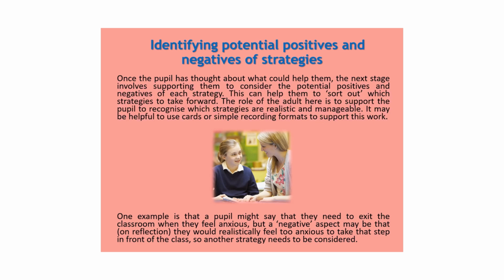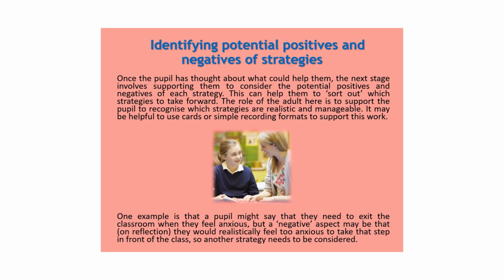Identifying potential positives and negatives of strategies. Once the pupil has thought about what could help them, the next stage involves supporting them to consider the potential positives and negatives of each strategy. This can help them to sort out which strategies to take forward. The role of the adult here is to support the pupil to recognise which strategies are realistic and manageable. It may be helpful to use cards or simple recording formats to support this work.